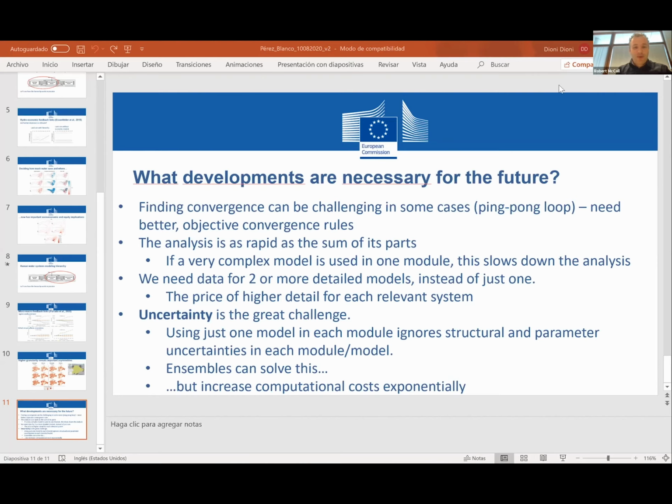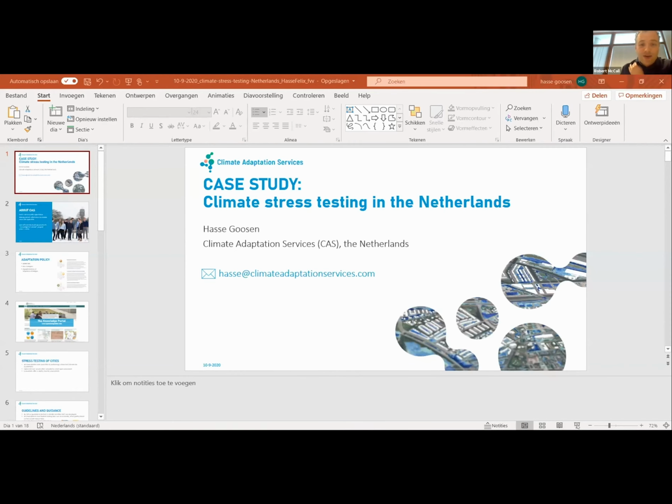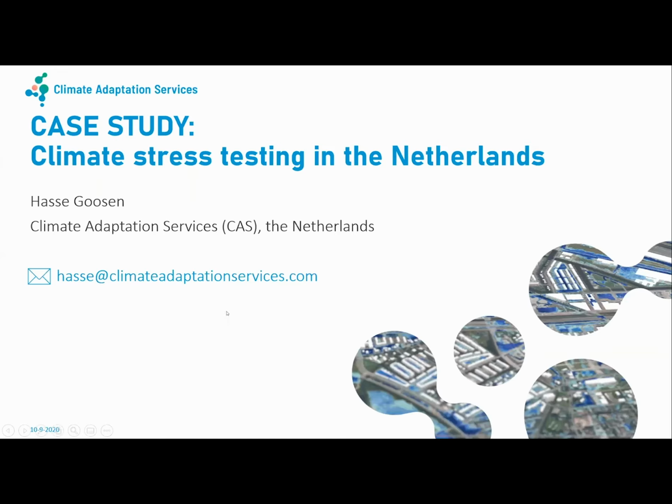So then we'll quickly move on to our third presentation, focusing more on the urban scale. Hasse Goosen from Climate Adaptation Services is looking at tools for climate stress testing in the Netherlands. So yeah, I'd like to give the word to Hasse. Thanks, Robert. Can you see my screen and hear me? I can see your screen and hear you.